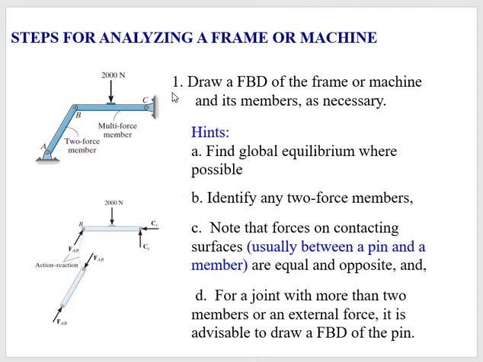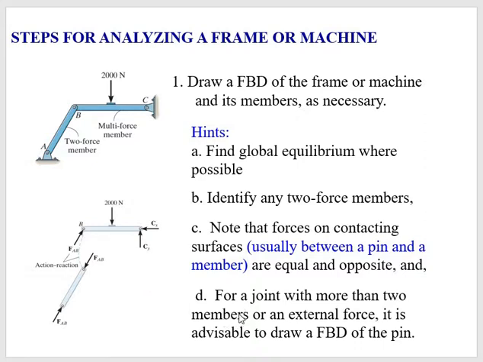So steps for analyzing this. The first thing to do is draw a free body diagram of the machine and its members as necessary to find the global equilibrium first. Then we need to identify any two force members. There's none in this. Then we need to know that the forces on contacting surfaces, usually between a pin and a member, are equal but opposite. So at B of the pin, we have FAB acting here and FAB acting here. So there's action and reaction.